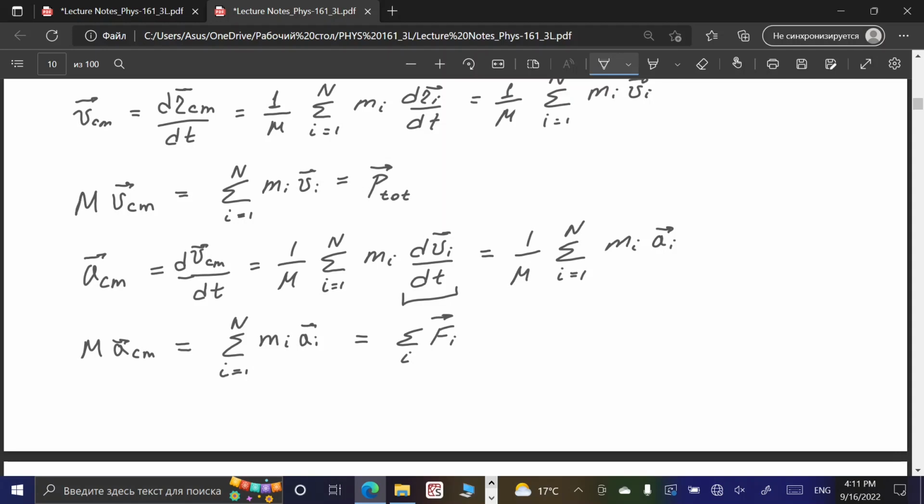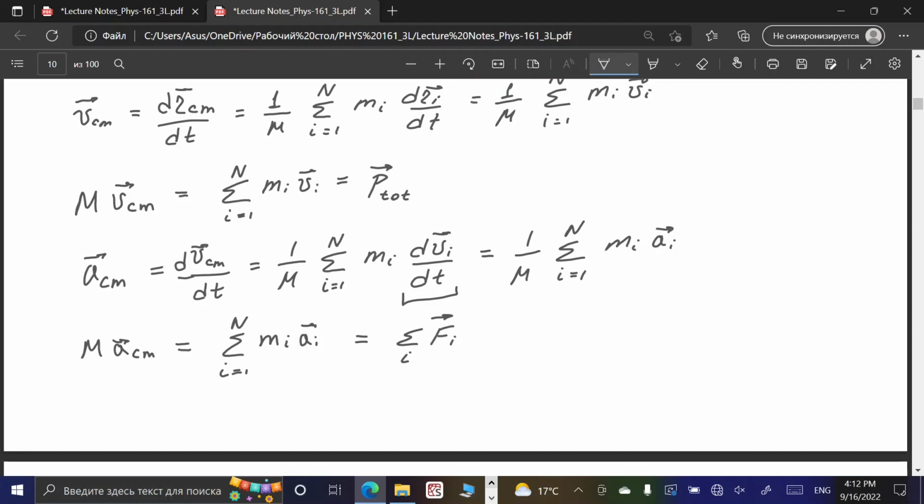What is important here is that this total force includes both internal forces and external forces. So all forces which are exerted on the system. So again, from here we can see that instead of dealing with all these individual forces on each component of the system, we can operate just with the acceleration vector of the center of mass and the total mass of the system.